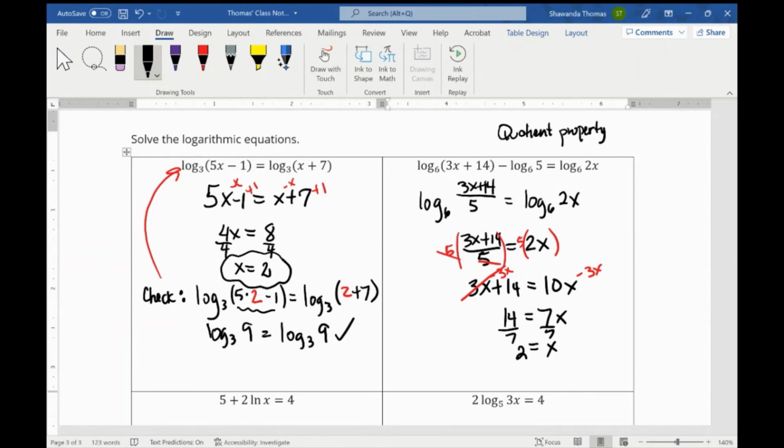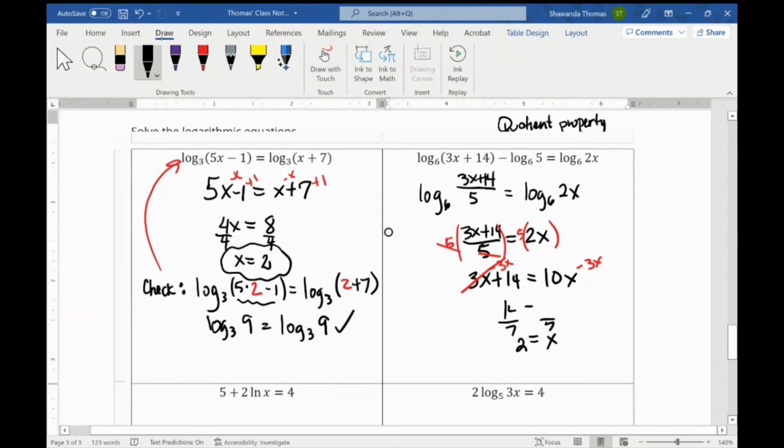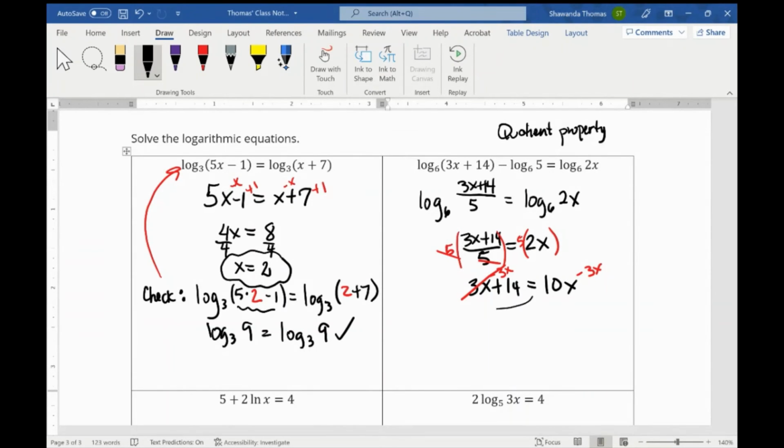But again, I want you to check the answer, right? So let's see, can I squeeze in a check over here? What I'm going to do is rewrite this over here. So that was 14 equals 7x, divided by 7, x equals 2.